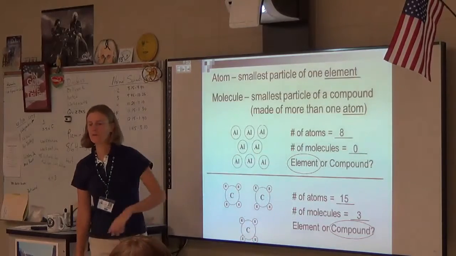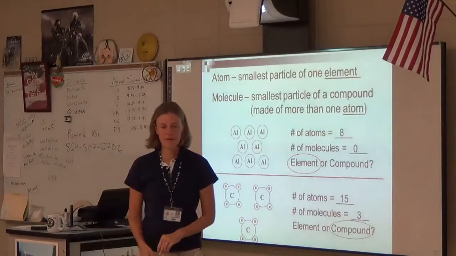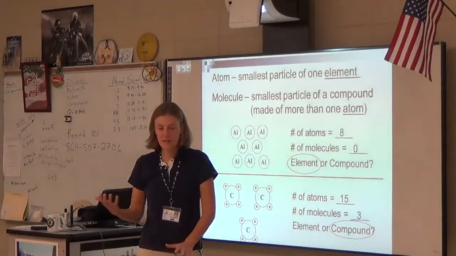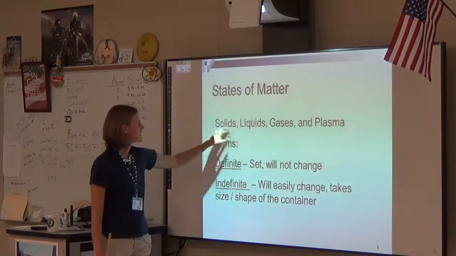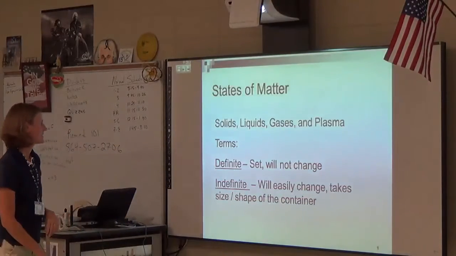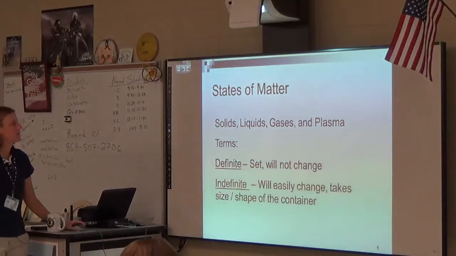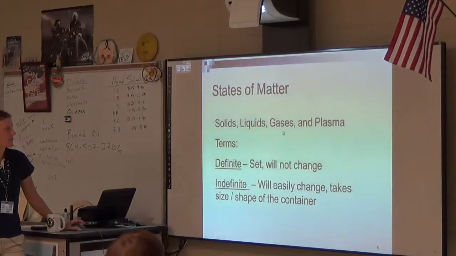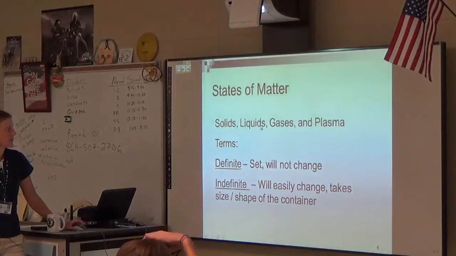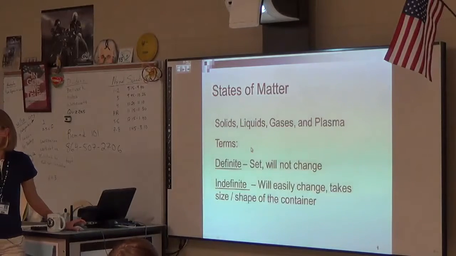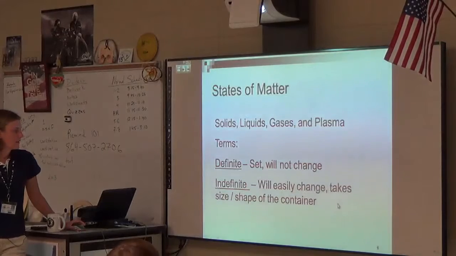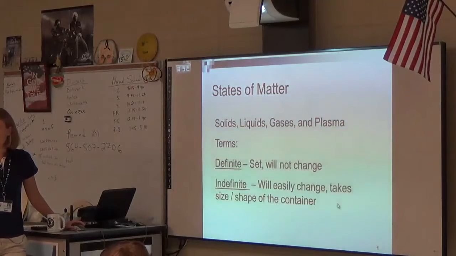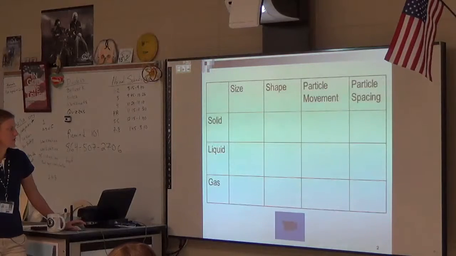Okay, so when we're referring to the smallest particles in something, we will be talking about the atoms and molecules in that thing. So that's just a little bit of the gist of what we're talking about. Okay, so the states of matter, we're going to talk about solids, liquids, gases, and plasma. Of course, the big 3, the most common 3 on Earth, would be solids, liquids, and gases. And the terms we're going to use to define them are definite and indefinite. Definite, of course, just meaning set. Indefinite, not set, something I can easily change. So we'll see that explanation here.